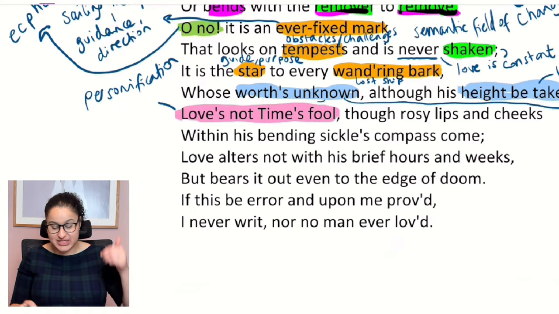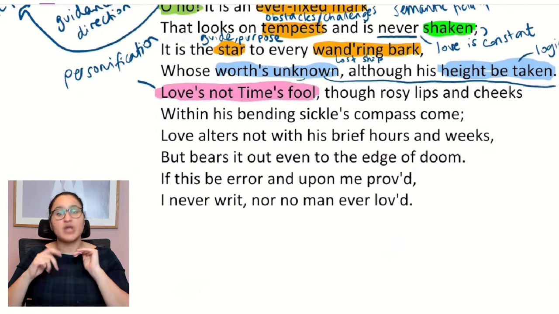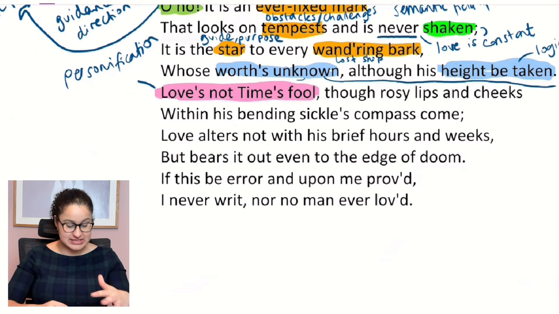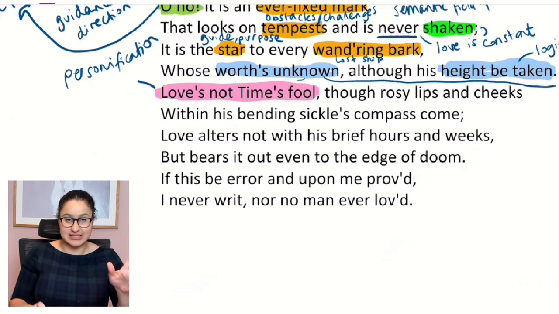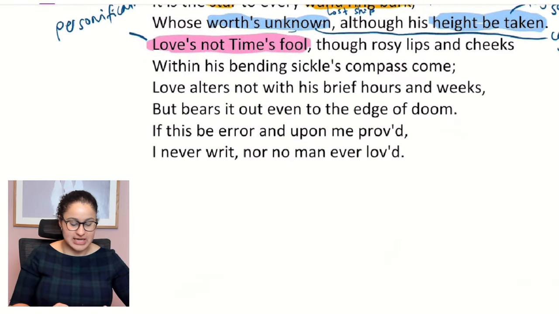And then when he says, though rosy lips and cheeks within his bending sickle's compass come, I'm going to break this down so you can fully understand what this all means. The bending sickle's compass takes a minute to get, but the rosy lips and cheeks, you'll be able to get super easy.